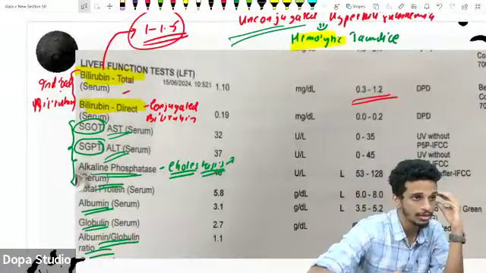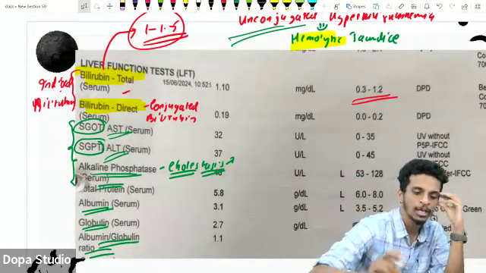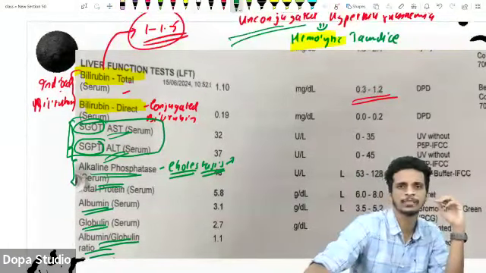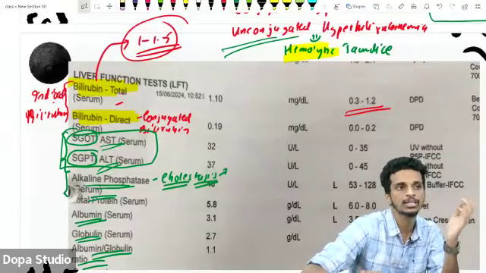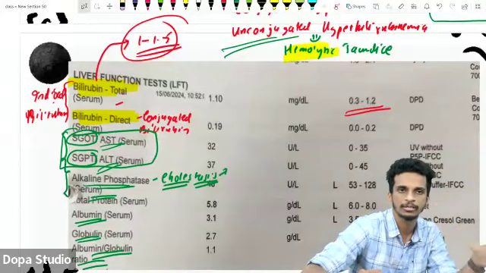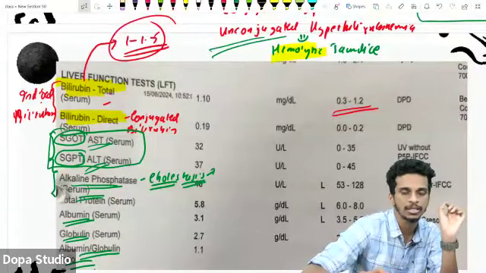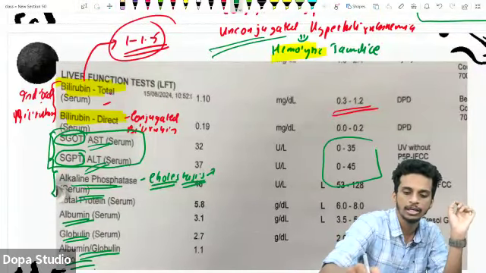Okay. Now the next one is SGOT and SGPT. These are called the liver enzymes, and these are stored in liver hepatocytes. Whenever there is an injury to the liver, these are released into the blood. So normally also some amount of liver enzymes is seen in the blood, and usually the lab value is correct.